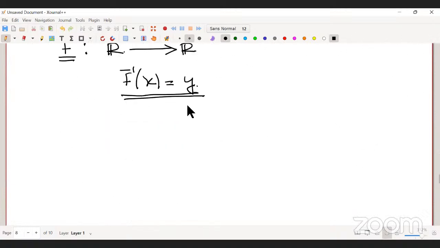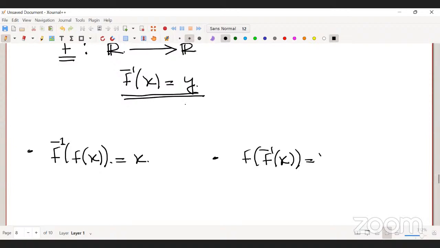So the first condition is f of f inverse of x is equal to x, and one more condition is f inverse of f of x is x. So we don't need this one. From this condition we can get what f inverse of x is. So what is f inverse of x?